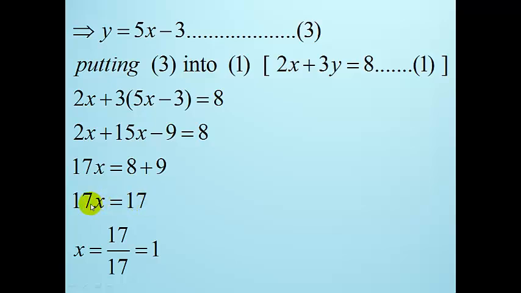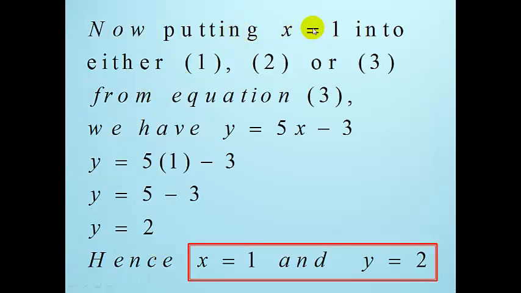Is equal to 17x on the left hand side. So we have 17x on the left hand side is equal to 17 on the right hand side. We are solving for x, so we divide the left hand side by 17. We divide the right hand side also by 17. When we divide the left hand side by 17, we have x. And when we divide 17 by 17, we have 1, because 17 goes into 17 once. So x equals 1. Now we put x equals 1 into either equation 1, equation 2, or equation 3.